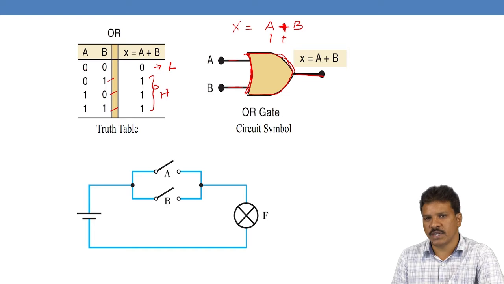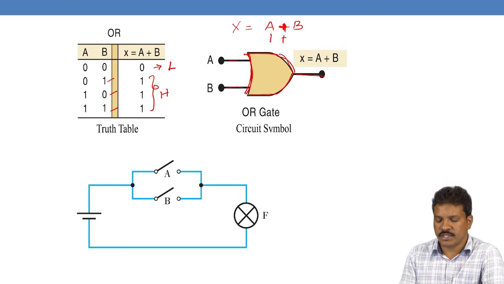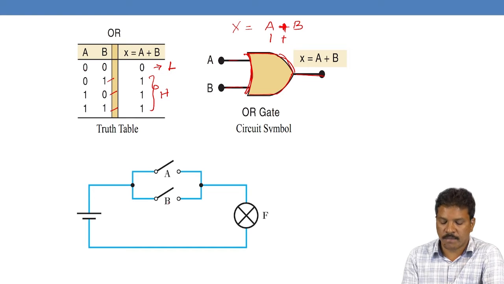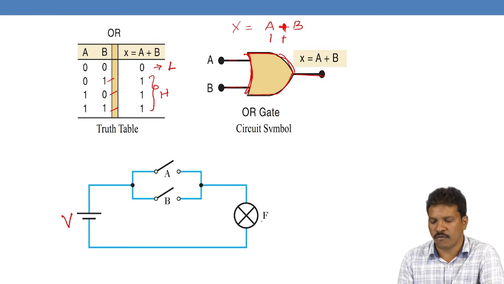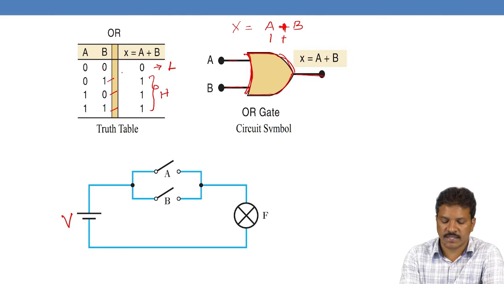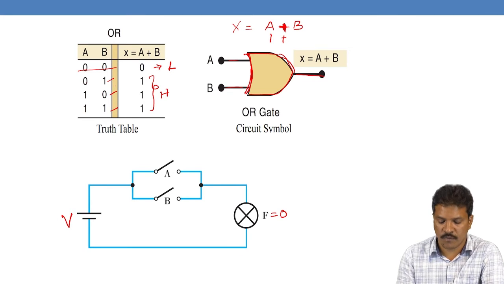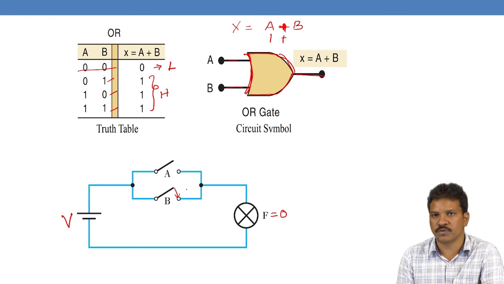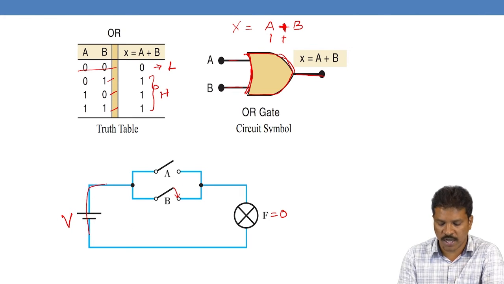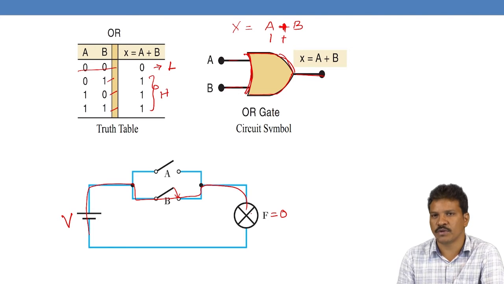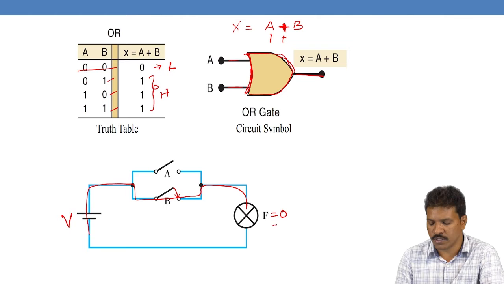The switching circuit for this OR gate is to take the two switches connected in parallel and supply the voltage. When switch A is open circuit and switch B is open circuit, no current flows in the network, no current flows in the output F. This is the first case, both are 0, so F is equal to 0, or X is equal to 0. In the second case, 0, 1, the B switch is closed and the A switch is open. The current flows through the closed switch and then through the bulb, and we get output equal to 1.